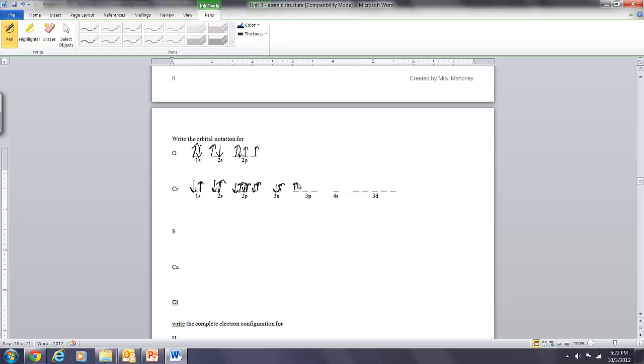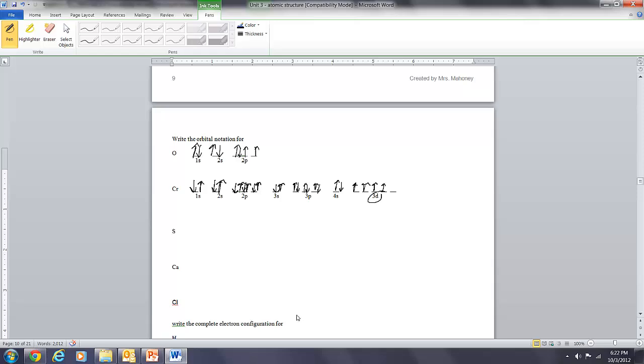Same thing, 3p, it's full. So I'm going to just show that it's a full orbital. 4s. Okay, now is when I came to that 3d. Same thing, as I'm filling it up, 1, 2, 3, 4. And actually chromium's an exception. We'll come back and talk about what chromium really does, but for right now, that'll be okay.